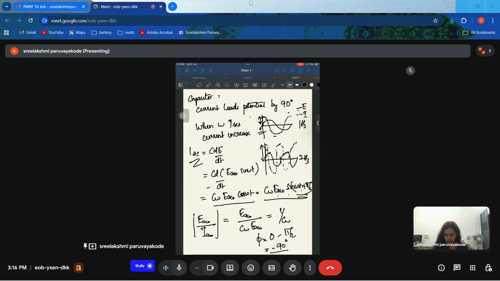One more point to add is that for higher frequency, it will be easy to pass through a capacitor. For a smaller frequency, as omega goes to zero, this entire term goes to infinity. So it is going to offer infinite resistance.